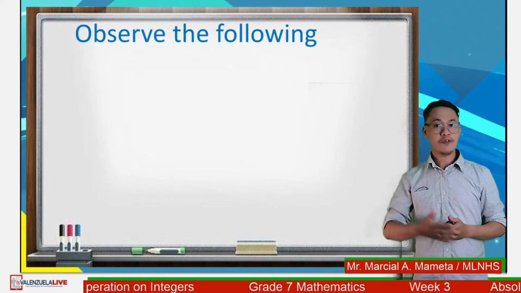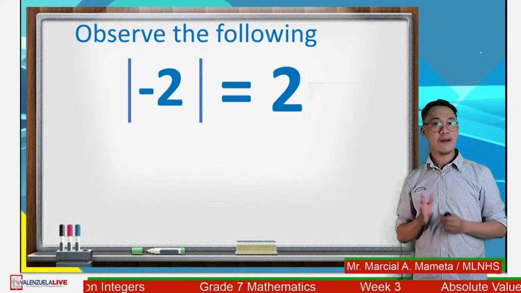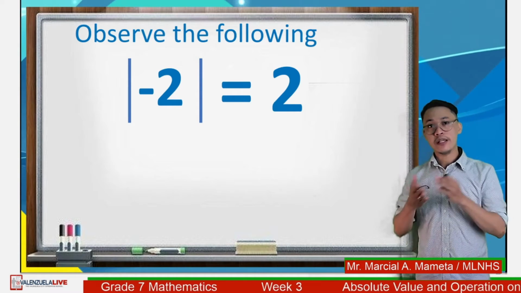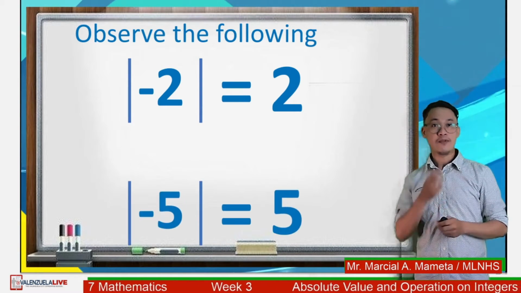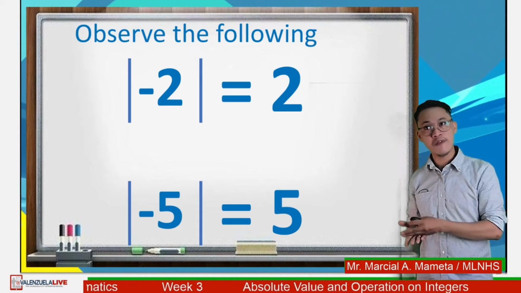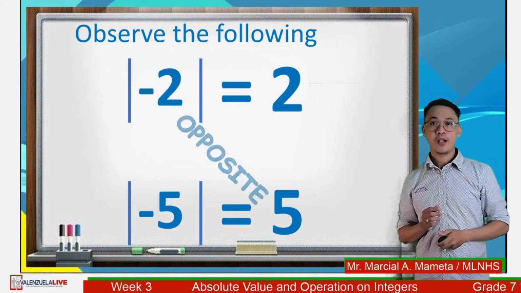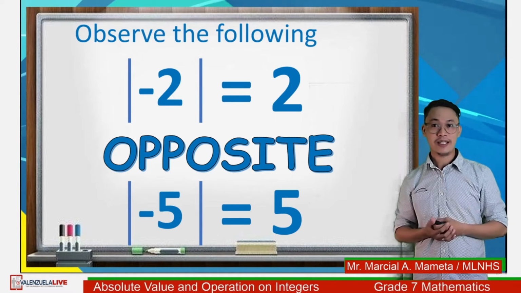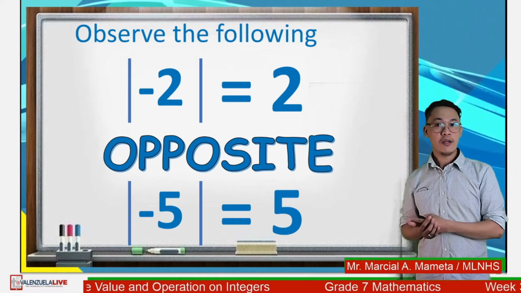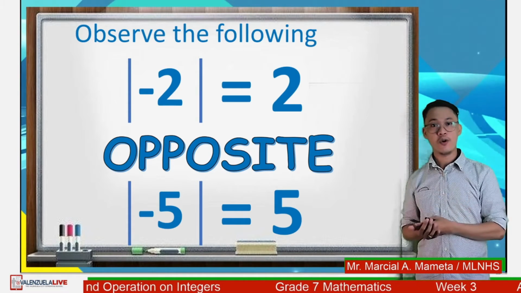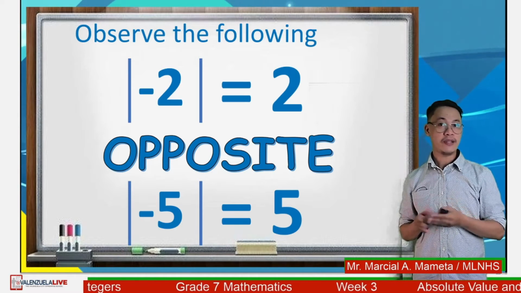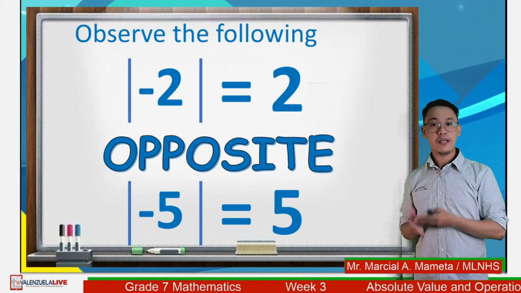Let us observe the following. We have the absolute value of negative 2 is equal to 2, and the absolute value of negative 5 is equal to 5. What are your observations? They are opposite. Since negative 2 is 2 units away from 0, we write the absolute value of negative 2 is equal to 2. We can also write the absolute value of negative 5 is equal to 5.